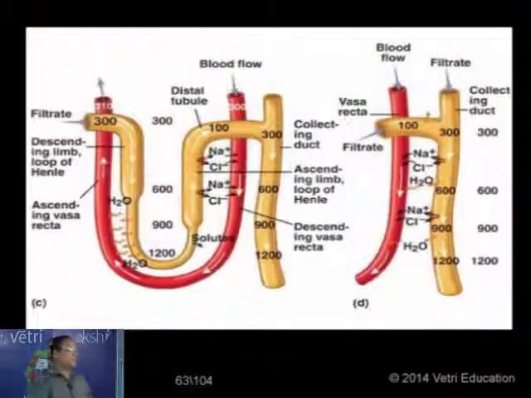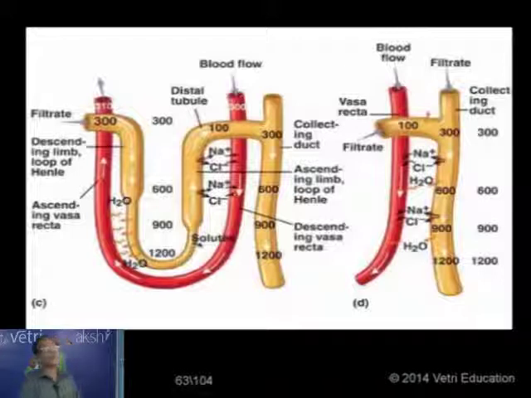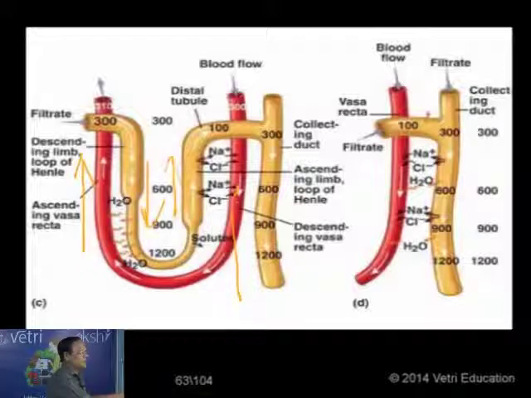Now you see that one. The red one indicates the vasa recta, the blood capillary. The yellow one indicates the loop of Henle. And on the vasa recta, this arrow mark represents the descending limb, and this one is the ascending limb. And here this is the descending limb and this one is the ascending limb. So this is what we have, the descending limb of the blood capillary.